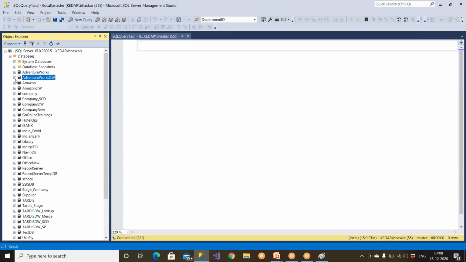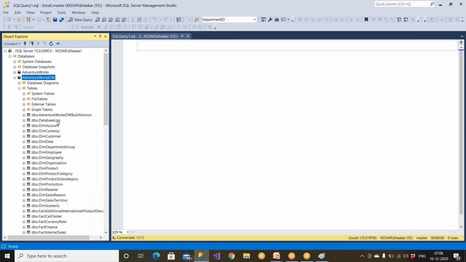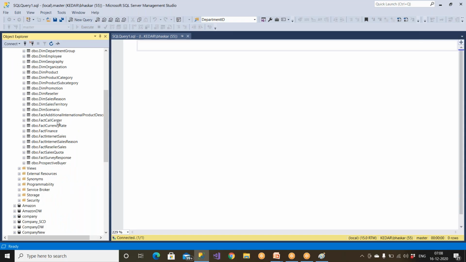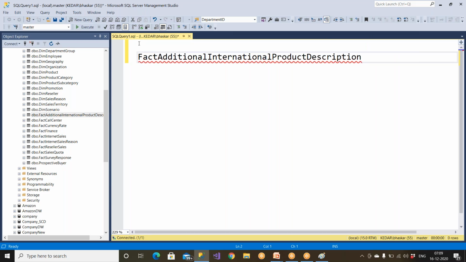I go to this database and expand it. You could see a lot of tables. How to create tables, how to insert the data, all of them we're going to start after 1 week. Okay, so no worries about it. As of now, you have a lot of tables in it. Now, there is a table called FactAdditionalInternationalProductDescription. This is a table. Okay. So this table is having some information. I wanted to show the information.